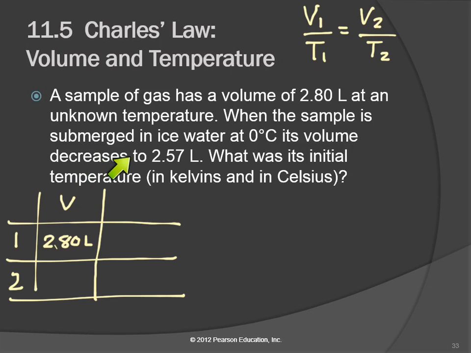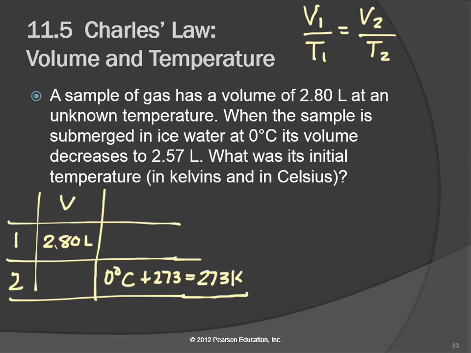When the sample is submerged in ice water, something has changed now. We took the sample, we put it in ice water at 0 degrees Celsius. That's a temperature. And this is the second condition, 0 Celsius. What temperature scale do we need to use? Kelvin. Let's convert it right now, because if we wait, we'll probably forget. Plus 273, so that is 273 Kelvin.